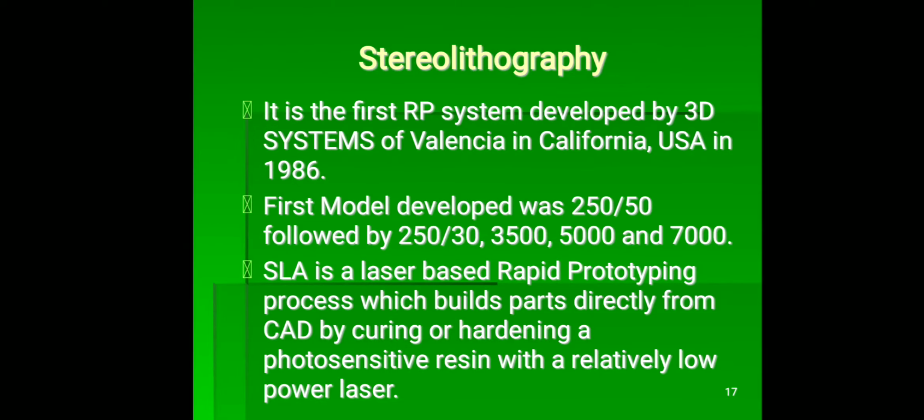SGC. So stereolithography is the first RP system, developed by 3D Systems of Valencia in California, USA in 1986. The first model developed was SLA 250, followed by 250/30, 350, 500, 700. These are the models of stereolithography. It is a laser-based rapid prototyping process which builds a part directly from CAD by curing or hardening a photosensitive resin with a relatively low power laser.